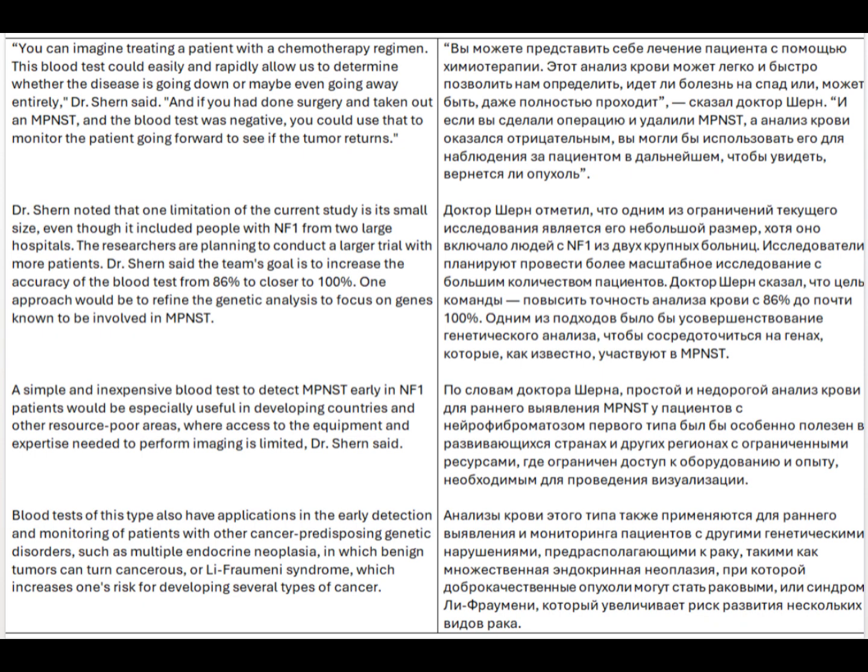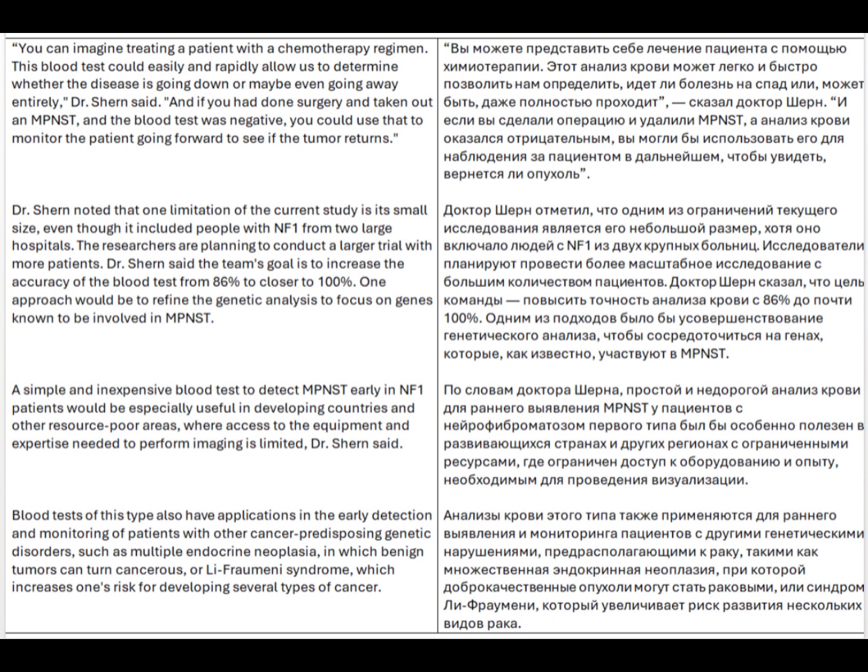This blood test could easily and rapidly allow us to determine whether the disease is going down or maybe even going away entirely, Dr. Schön said. And if you had done surgery and taken out an MPNST, and the blood test was negative, you could use that to monitor the patient going forward to see if the tumor returns.